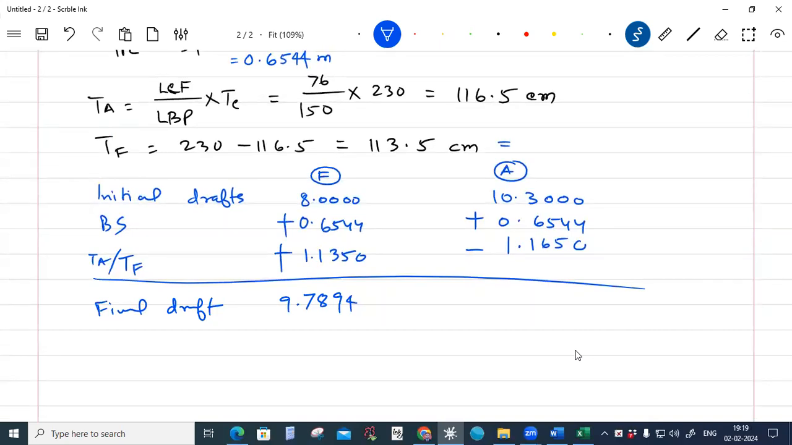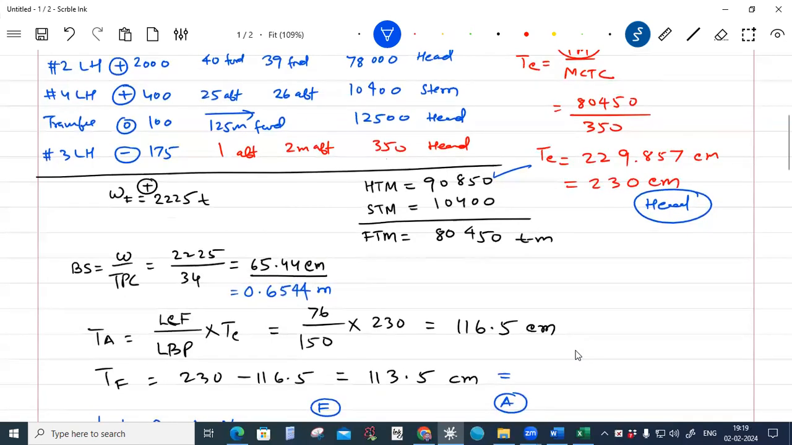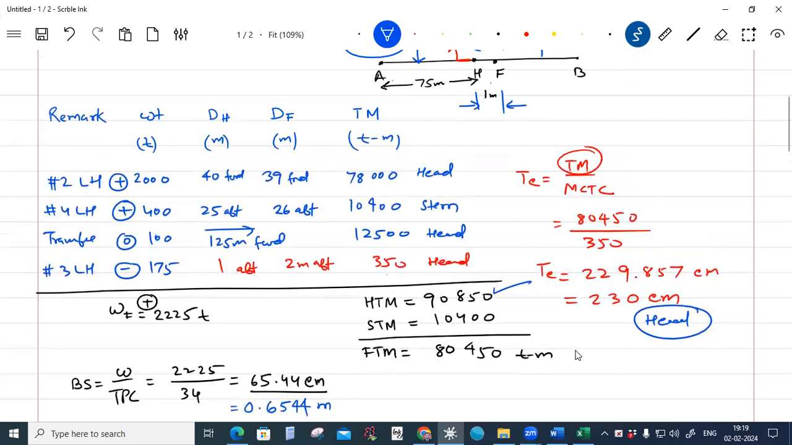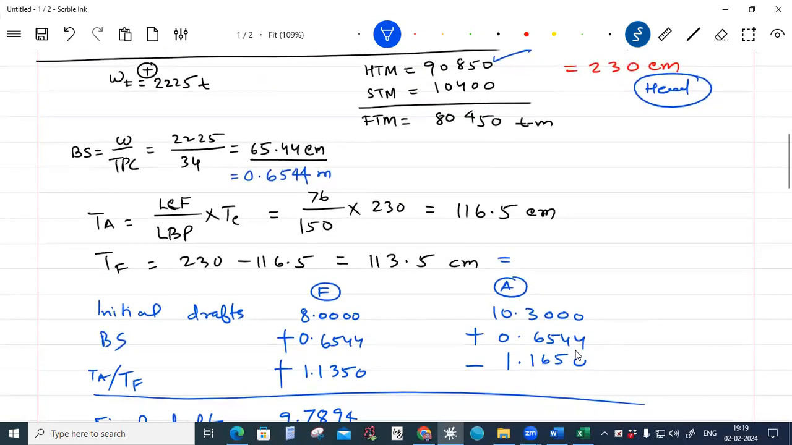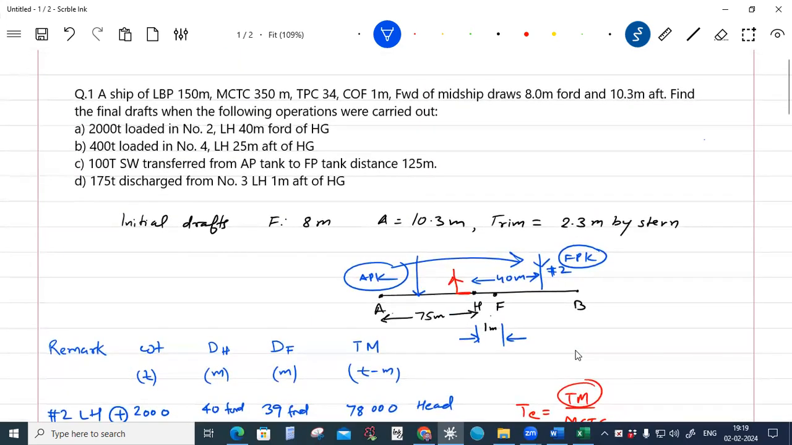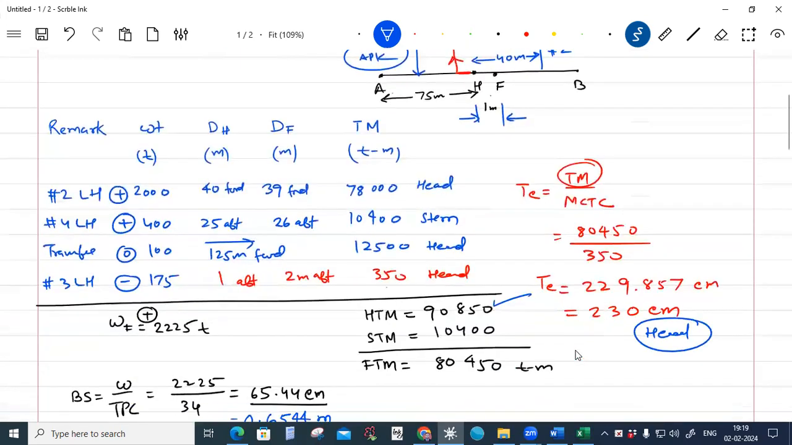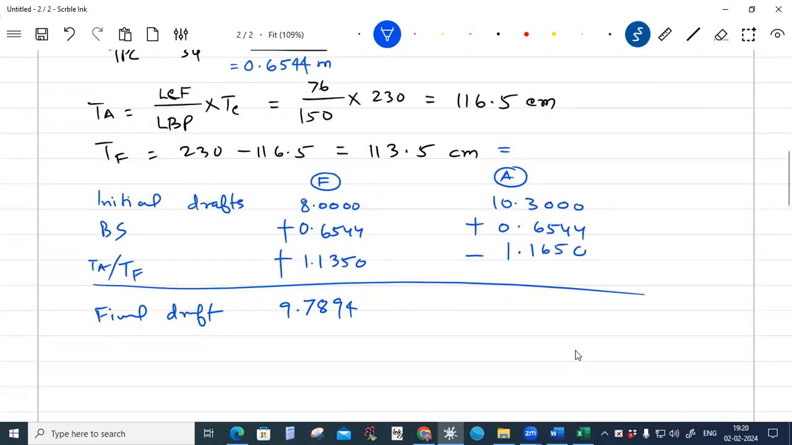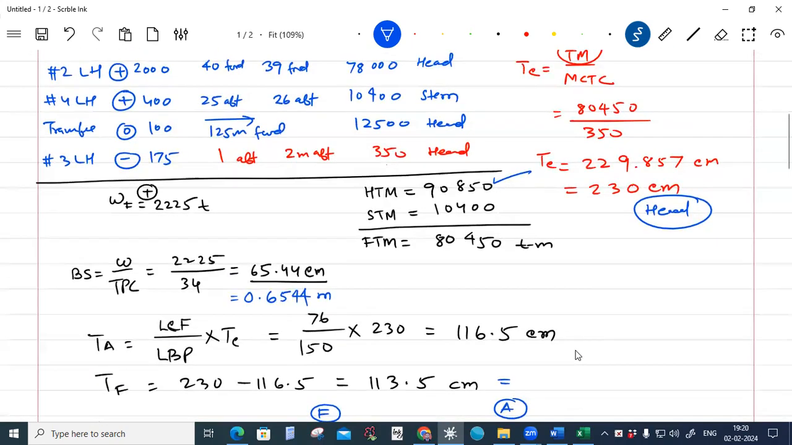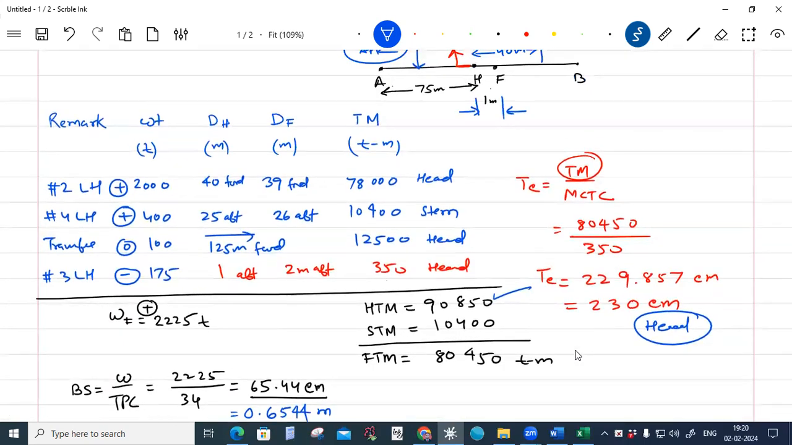Something is wrong somewhere. Even keel should not come. Your trim cost should be 230. Eight meter and 10.3. Body sinkage 0.6544.